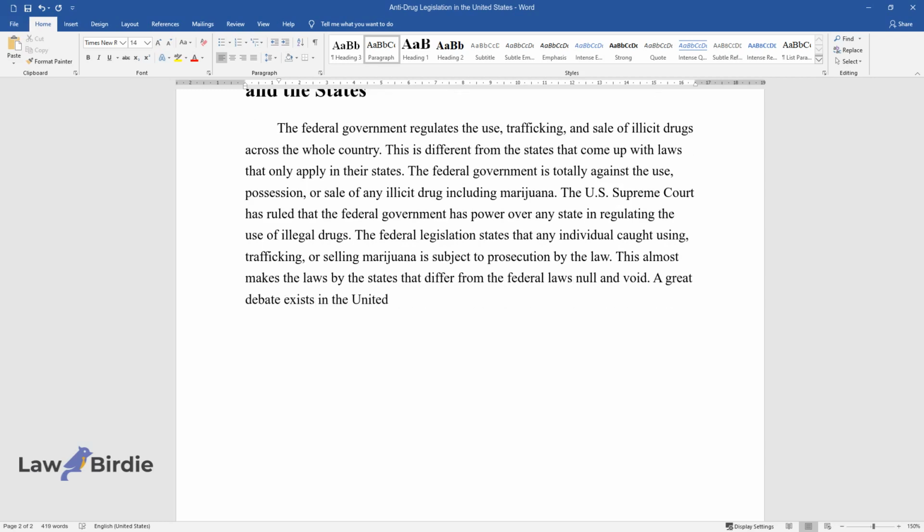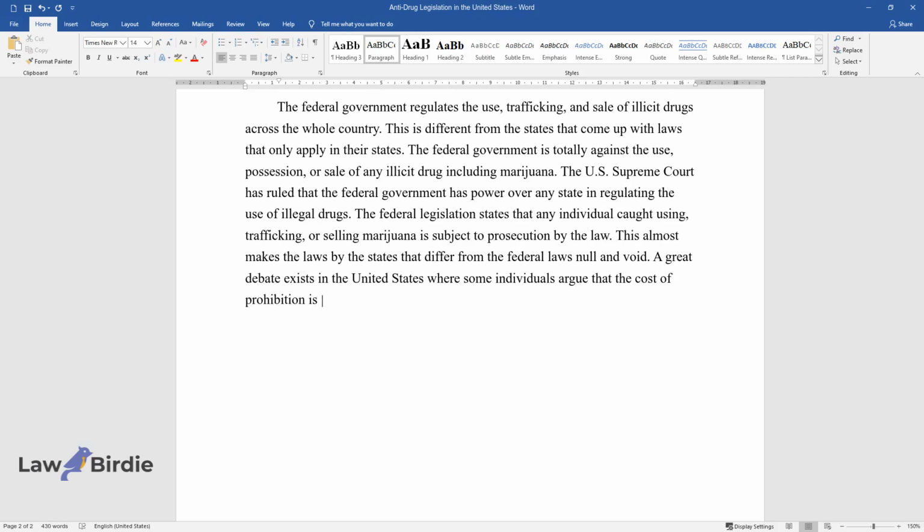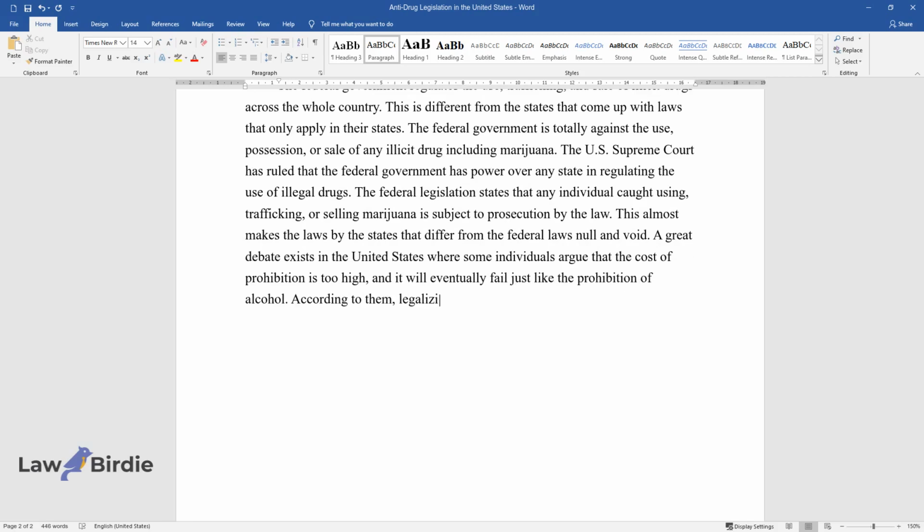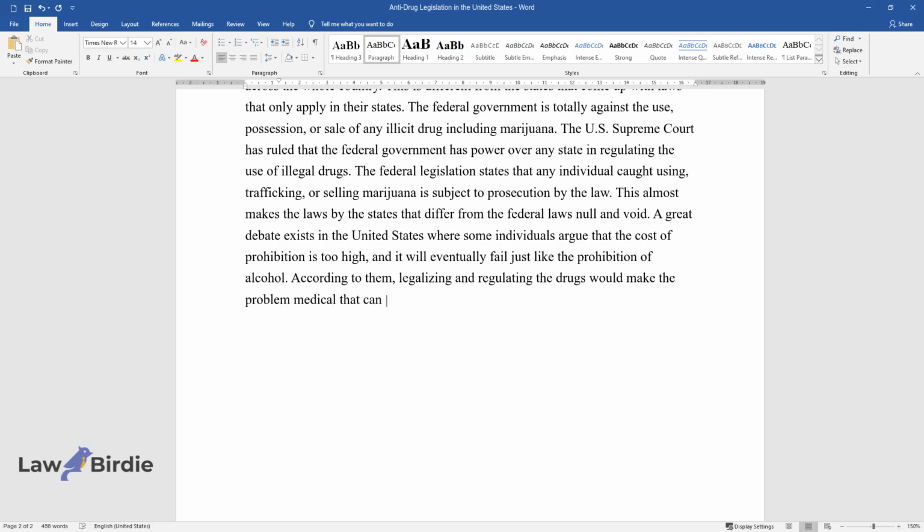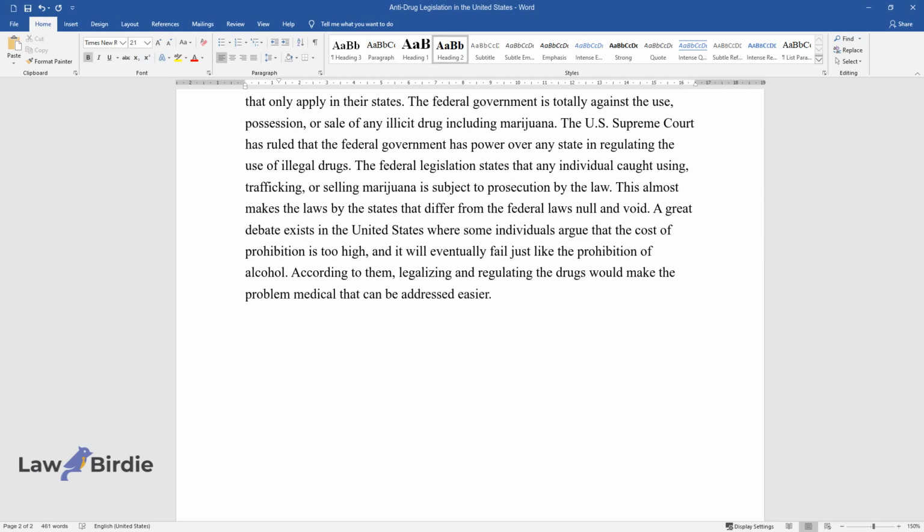A great debate exists in the United States where some individuals argue that the cost of prohibition is too high, and it will eventually fail just like the prohibition of alcohol. According to them, legalizing and regulating the drugs would make the problem medical that can be addressed easier.